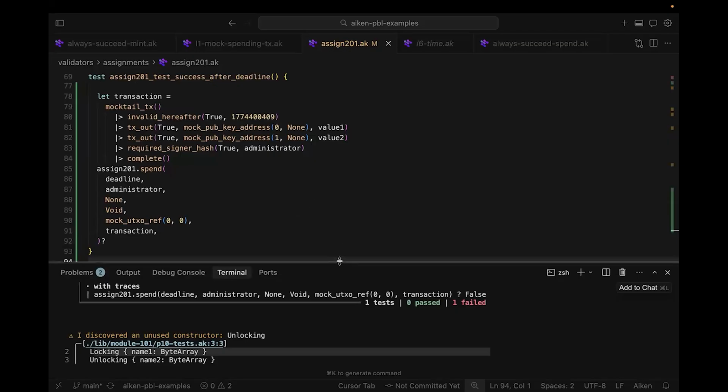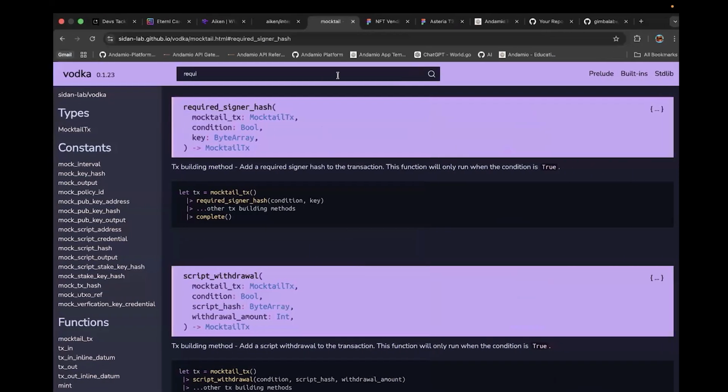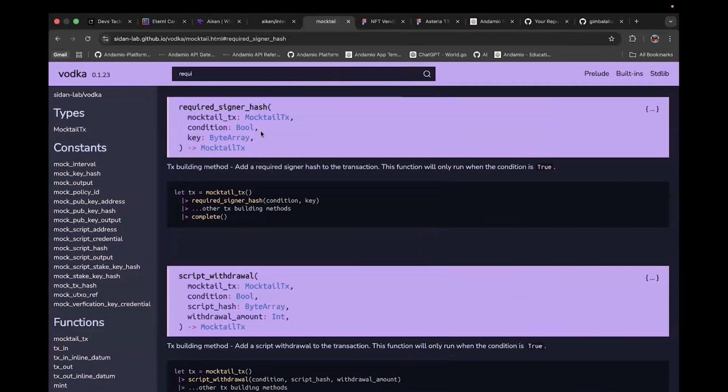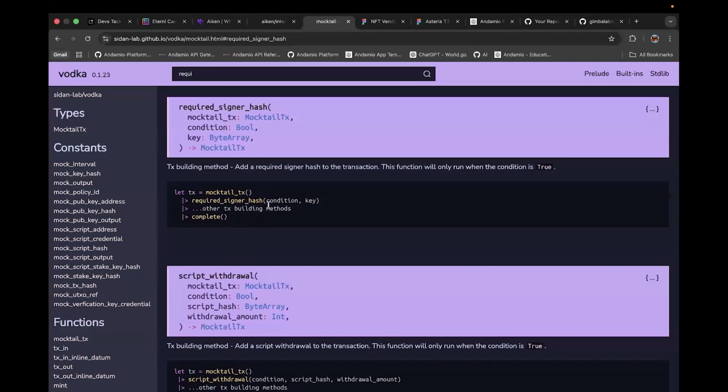What am I missing? What am I missing? So I'm going to take a look at required signer one more time. It is the byte array. Required signer hash takes the byte array. So yeah, look at the little example. It's just a condition, and we've got that as administrator, and then the key. How do we use it again? The key is just the byte array.